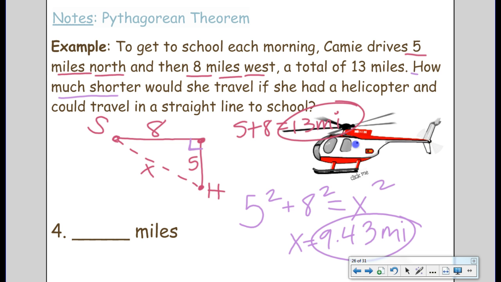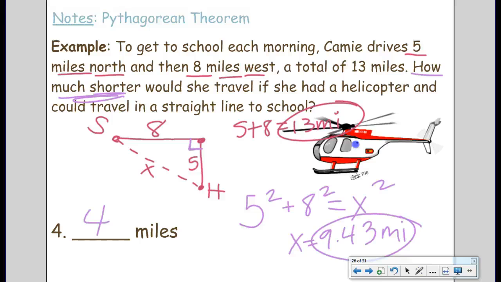How much shorter was it to take the helicopter? How many miles did she save? You can just use the whole numbers. 13 and 9. 13 minus 9. She saved 4 miles. The answer to number 4 is 4. She saved 4 miles by getting in her helicopter.